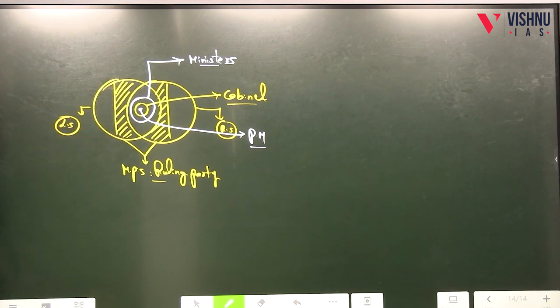From this diagram, you must be able to tell that the executive is deriving from the legislature. Executive is nothing but ministers. Ministers are coming from where? Legislature. Can you say that the executive is deriving from the legislature? Yes. When the executive is deriving from the legislature, that executive must be answerable to the legislature, particularly to which house? House of the People. That is what we refer to in Article 75, Clause 3, where the Council of Ministers is collectively responsible to the House of the People.